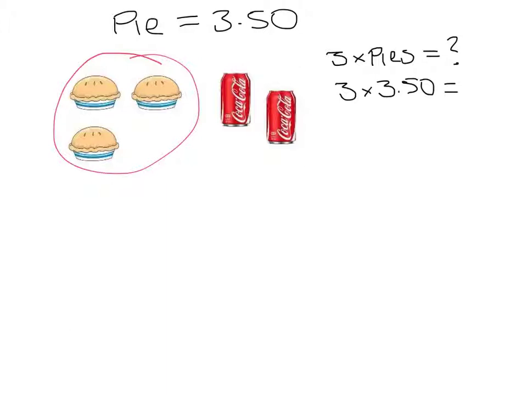And 3 by 350 we know is 1050. Therefore, it's quite simple. We've just introduced the concept of a variable. We've also simply introduced the concept of algebra. 3 pies equals 1050. Now let's introduce a slightly more complex idea into the equation.